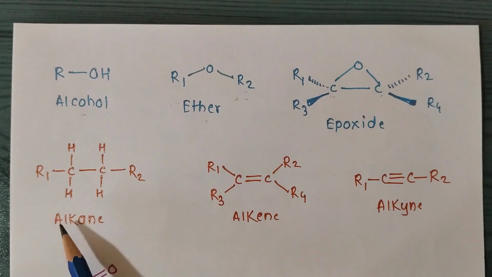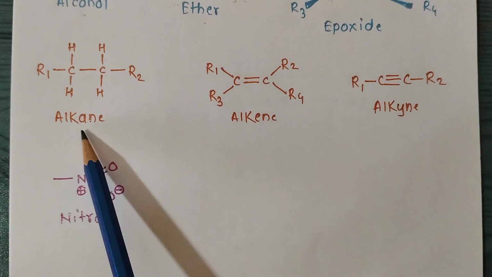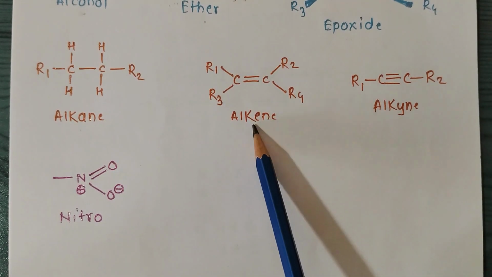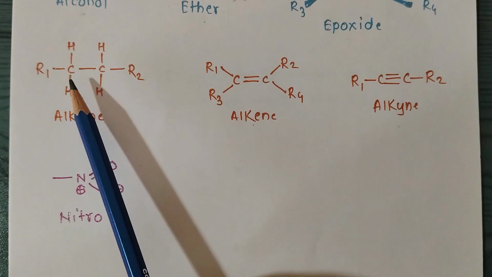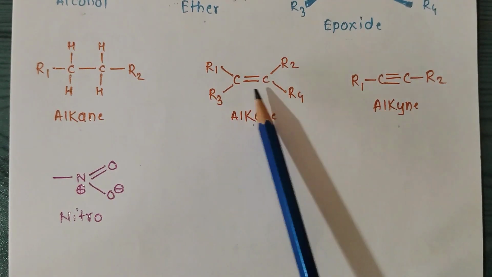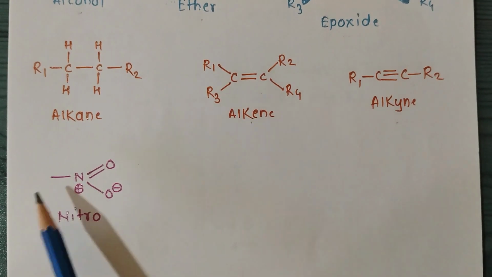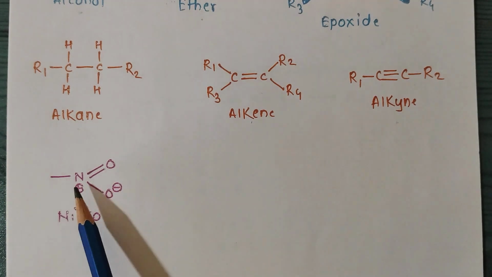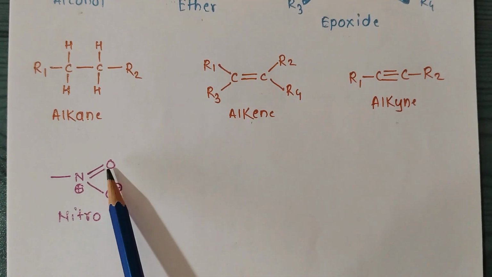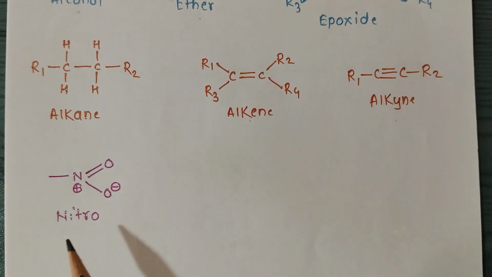Okay, now there are some hydrocarbons, simple hydrocarbons, alkanes, alkenes containing carbon double bond, alkynes containing carbon triple bond. And here another functional group, that is nitro, means nitrogen is attached to oxygen, one by double bond and another by single bond. So this is a nitro functional group.